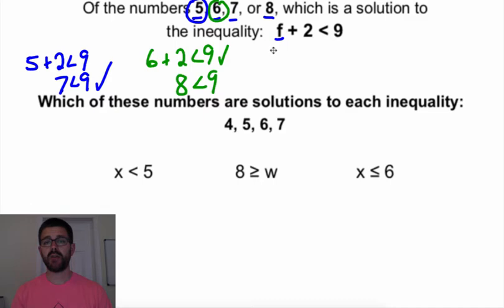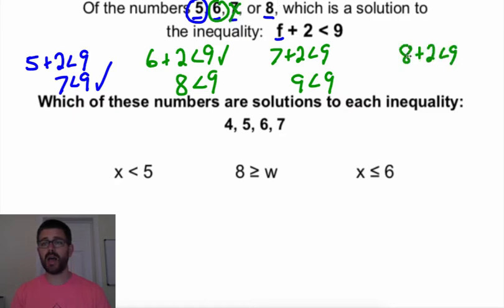Then we plug in 7. 7 plus 2, is that less than 9? Well, 7 plus 2 is 9. Is 9 less than 9? No, it's equal to 9, so 7 doesn't work. And then 8. 8 plus 2 is less than 9? Well, 8 plus 2 is 10. So basically think of it as you're doing the problem on one side and comparing it with the other. Is 10 less than 9? No. So 7 and 8 are not solutions, but 5 and 6 are.